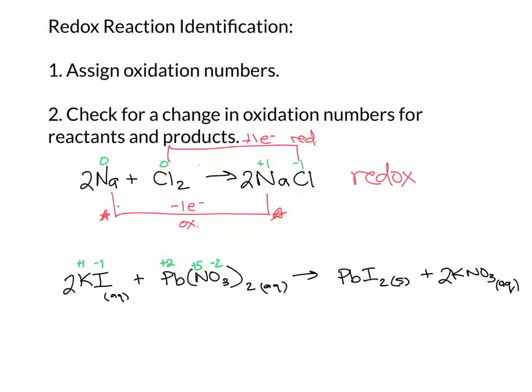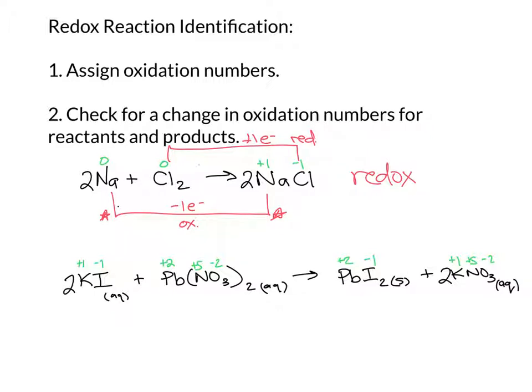If we come over to the right-hand side of the arrow, the lead ion is going to have a +2 oxidation number because there are 2 iodides with a -1 oxidation number each. And with potassium, once again, +1, and the same oxidation numbers for the nitrate ion here on the right-hand side. Once again, we're going to look at these and see if there are any changes.